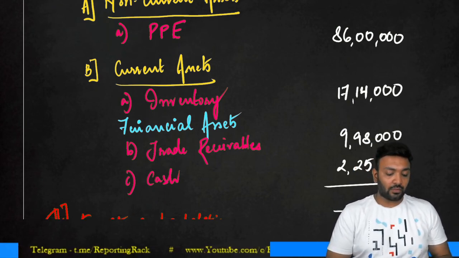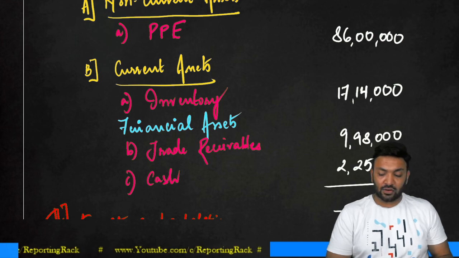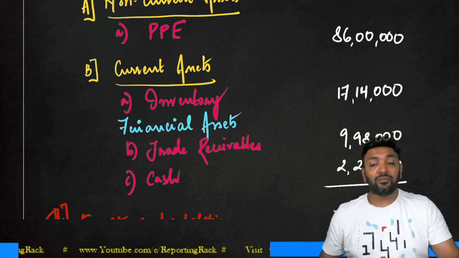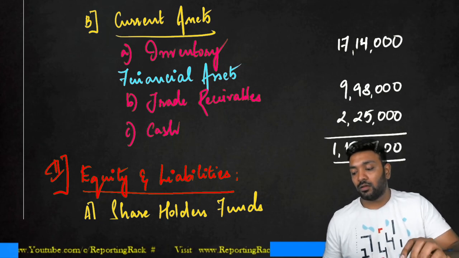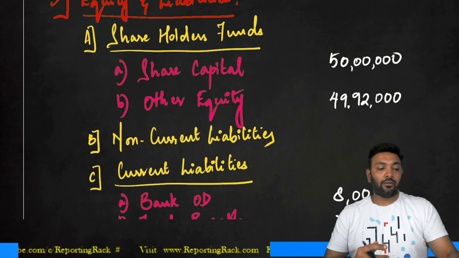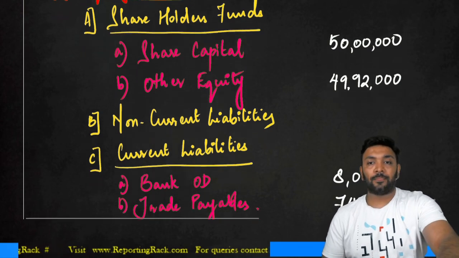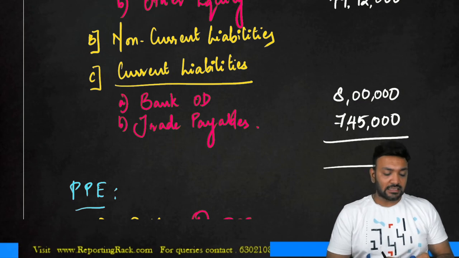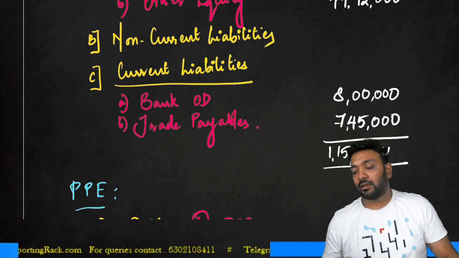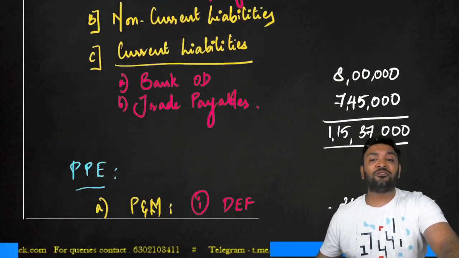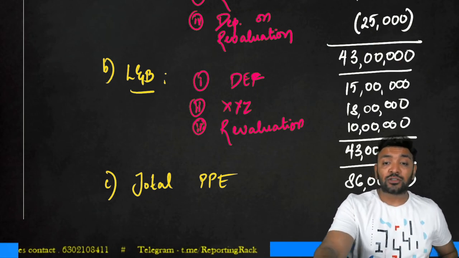First go, it should tally. 86 lakhs plus 17 lakh 14,000 plus 9 lakh 98,000 plus 2 lakh 25,000. This is 1 crore 15 lakh 37,000. Check about this: 50 lakhs plus 49 lakh 92,000 plus 8 lakhs plus 7 lakh 45,000. It is 1 crore 15 lakh 37,000. Your balance sheet exactly tallied. There is no difference. Therefore, your answer is absolutely correct. Your answer is bang on. There are no changes. Absolutely right value is what you have got.